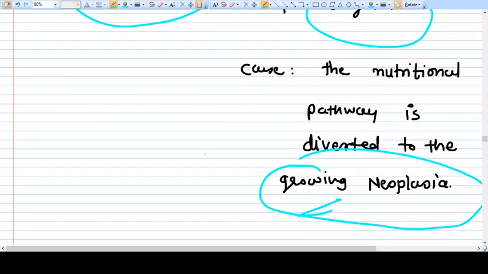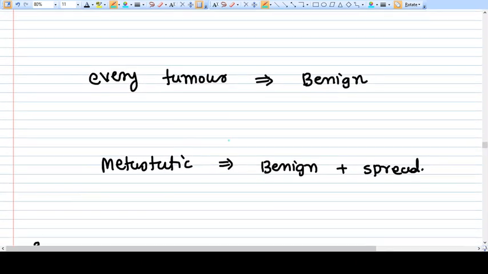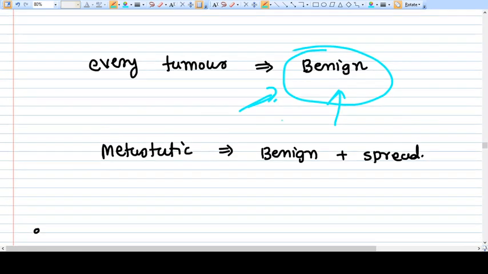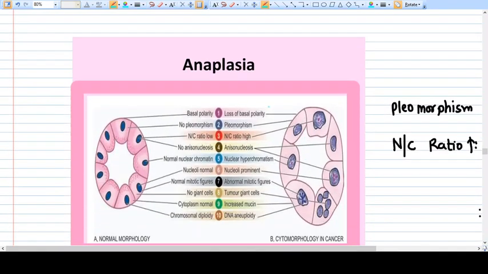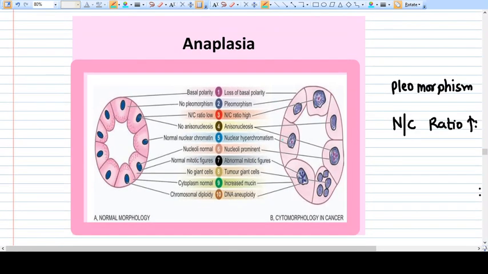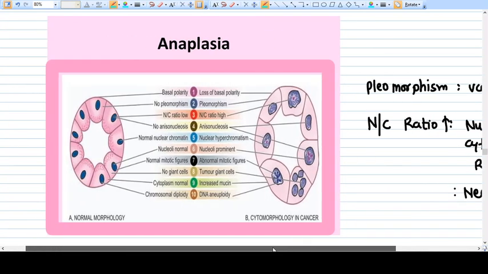So the person generally becomes weight loss. Every tumor, first of all, is benign, and then it converts into metastasis. Whether we know or not, every tumor at first is benign. What is metastasis? There's a very simple difference: benign plus spread, that is metastasis. Now let's discuss some terminology we use while describing the tumors.